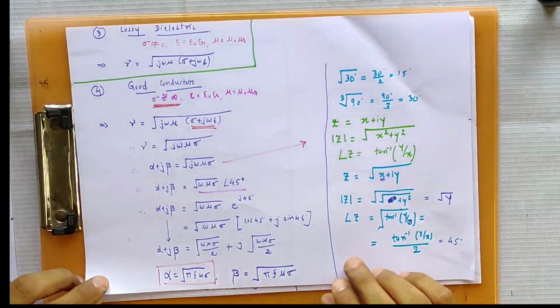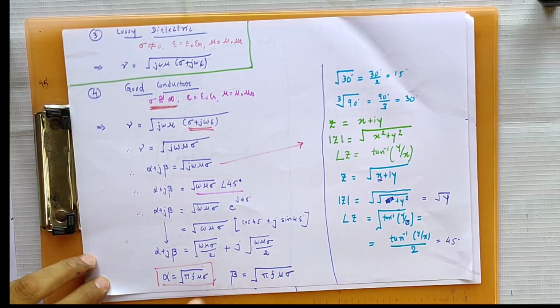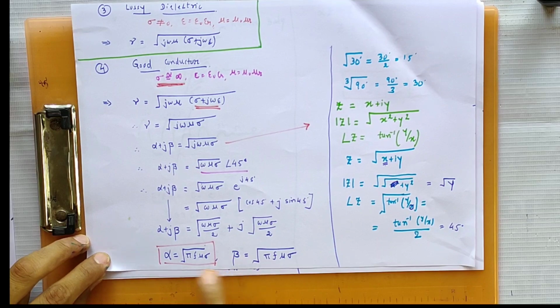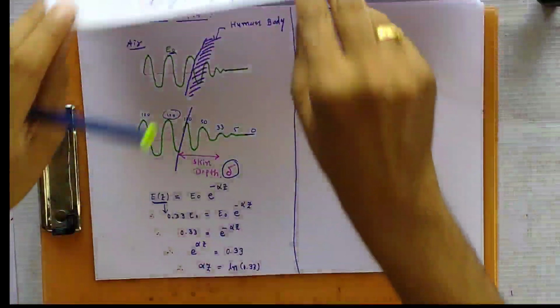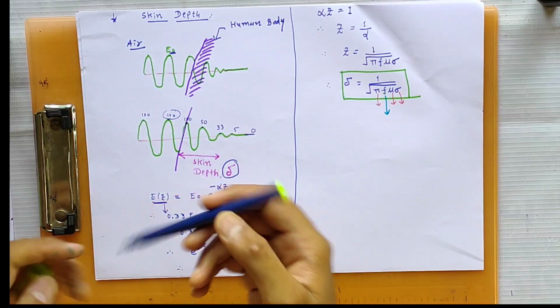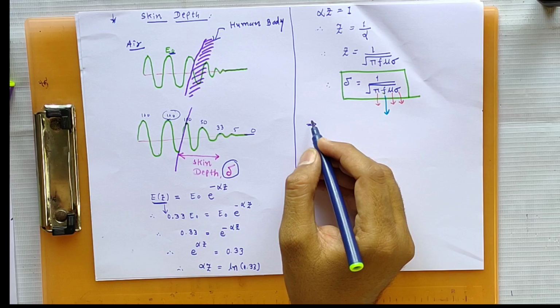Here we have to derive the propagation constant. From the propagation constant you have to derive the equations of alpha and beta, and from alpha, after that we will discuss the skin depth. Now one more thing is left, and it is known as the intrinsic impedance for a good conductor.